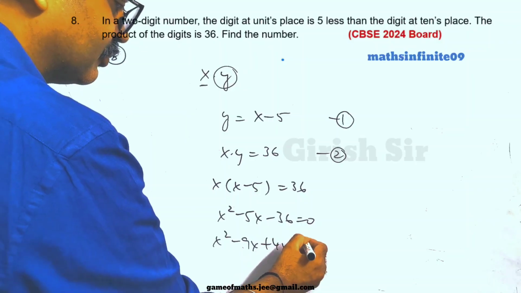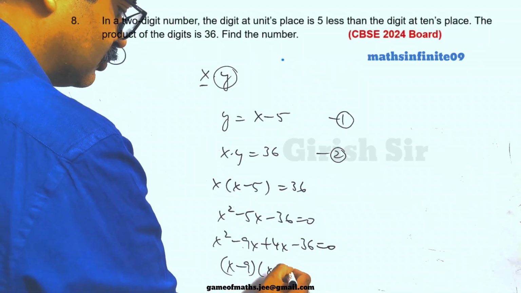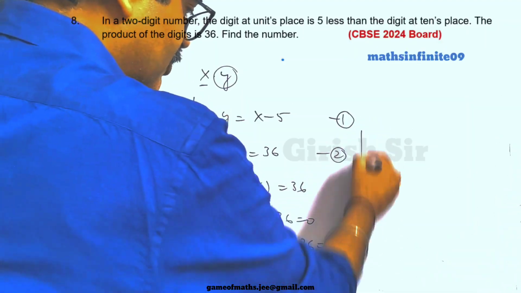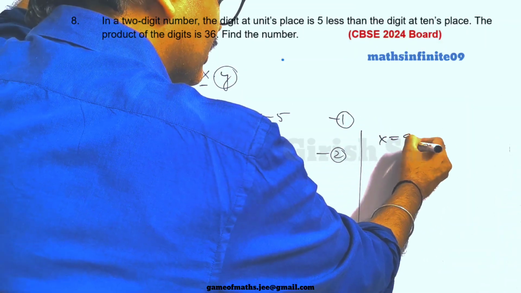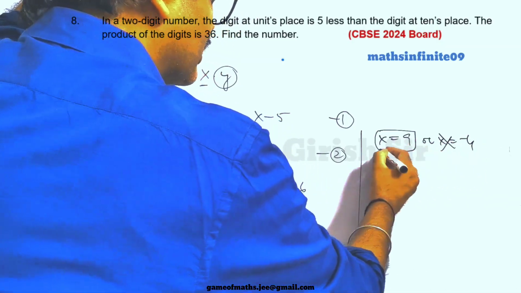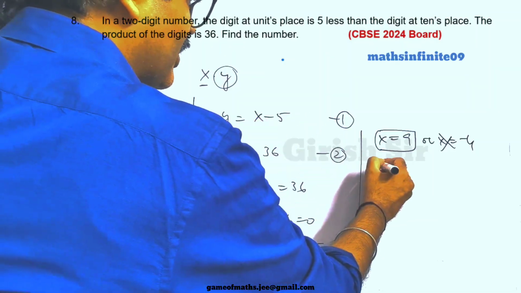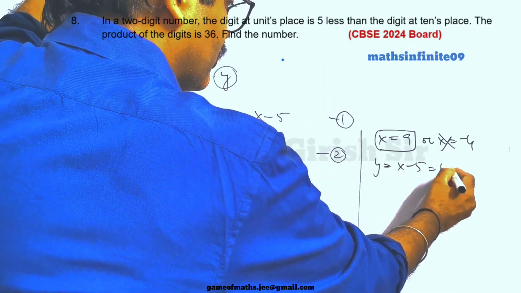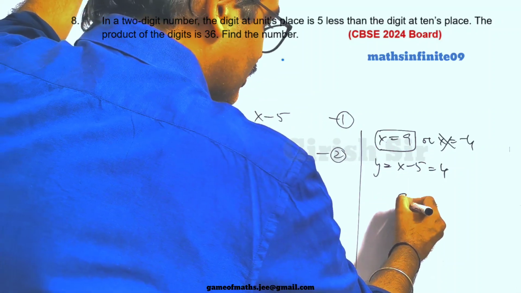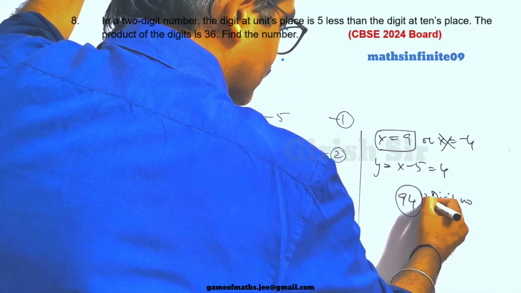Split the middle term. Okay, this gives me two possible values for x. x is equal to 9 or x is equal to minus 4. We'll reject the negative value, so we get x as 9. Put this value of x here to get y as 4. So the original two-digit number xy would be 94. This is the required two-digit number.